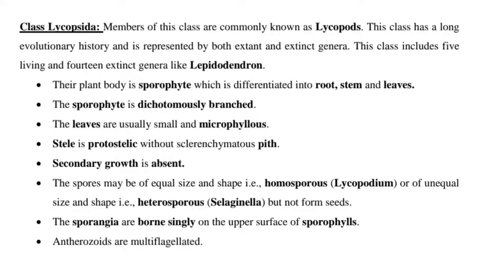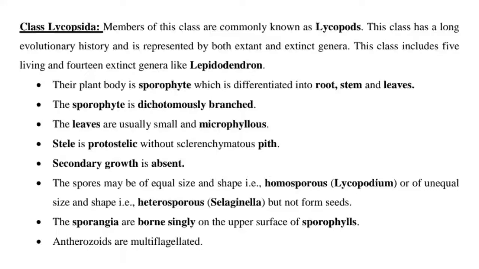Class Lycopsida. Members of this class are commonly known as lycopods. This class has a long evolutionary history and is represented by both extant and extinct genera. This class includes 5 living and 14 extinct genera like Lepidodendron. Their plant body is a sporophyte which is differentiated into root, stem and leaves. The sporophyte is dichotomously branched. The leaves are usually small and microphyllous. Stele is protostelic without sclerenchymatous pith. Secondary growth is absent. The spores may be of equal size and shape, i.e. homosporous, Lycopodium, or of unequal size and shape, i.e. heterosporous, Selaginella, but do not form seeds.